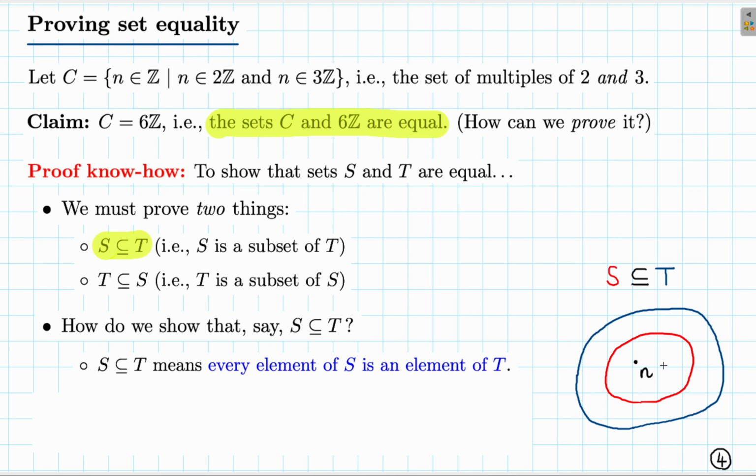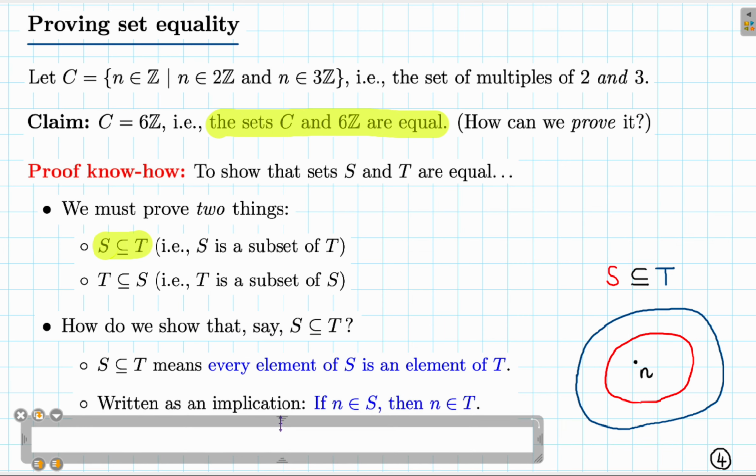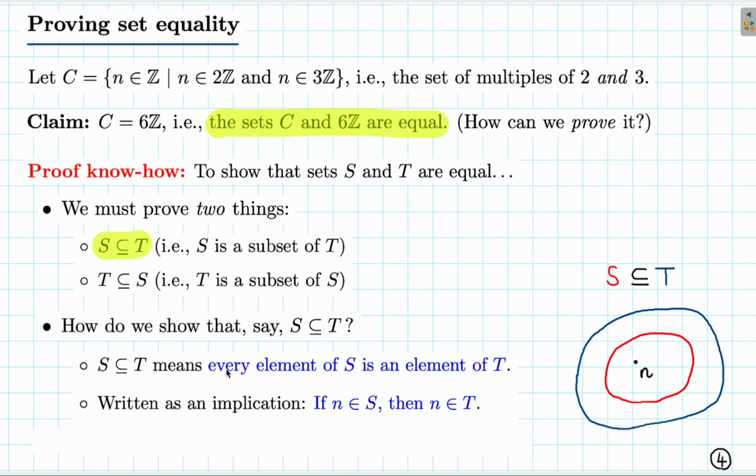Imagine an element n that's inside S. Now, if every element of S is an element of T, then that element n, which is inside S, must also be an element of T as well. And so written as an implication, every element of S is an element of T is the same as if n is an element of S, then n is an element of T. And that's what we want to prove.